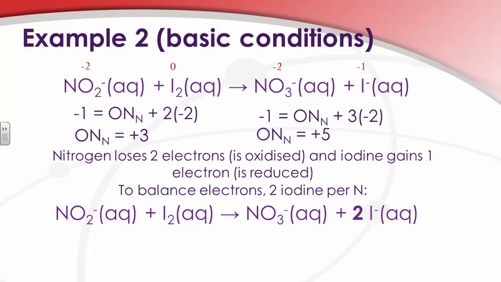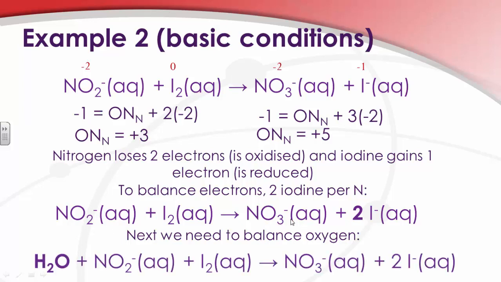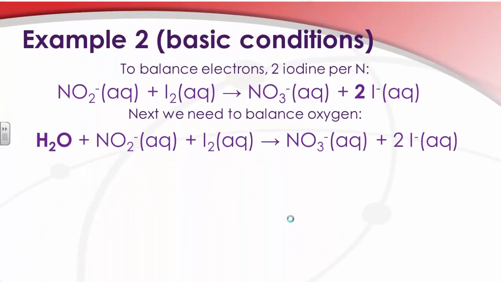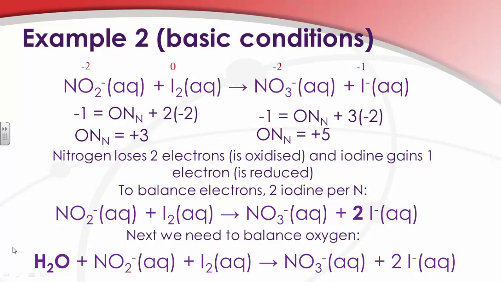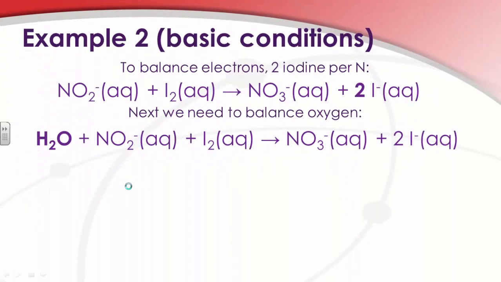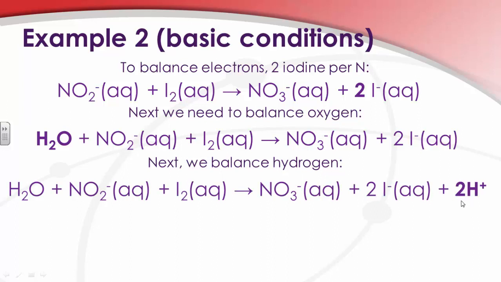So now what's next? Well, next we have to recognize that oxygen isn't balanced. There's 2 oxygens on the left and 3 on the right. So on the right-hand side, we've got to add a water molecule to balance that out on the left-hand side. We can see it there. And then next, we want to balance the hydrogens. Now in this case, there's no hydrogen on the right, so we're going to have to add 2 protons to the right-hand side to balance that.